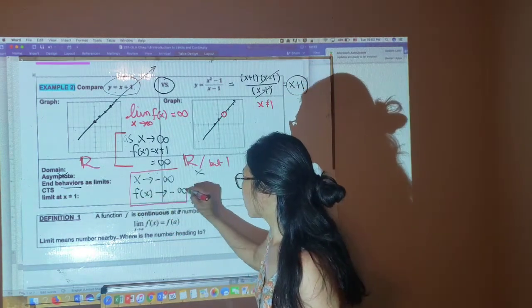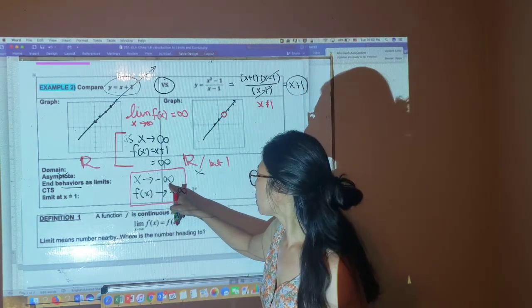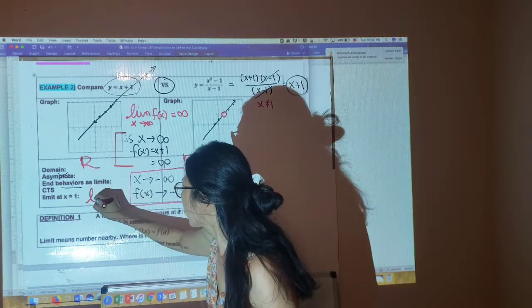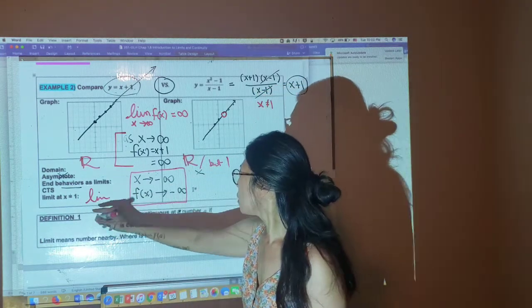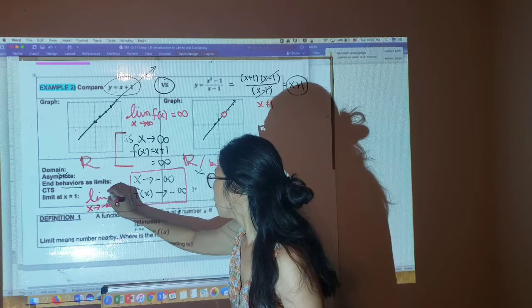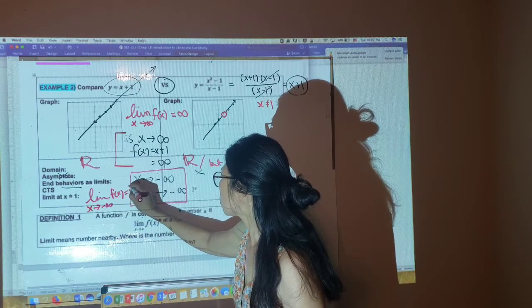Just look at how I write it here. That's one of the ways of writing a limit. We like to write it in a fancy way in mathematics. So we're going to write limit as x goes to negative infinity of a function f of x, which goes to negative infinity.